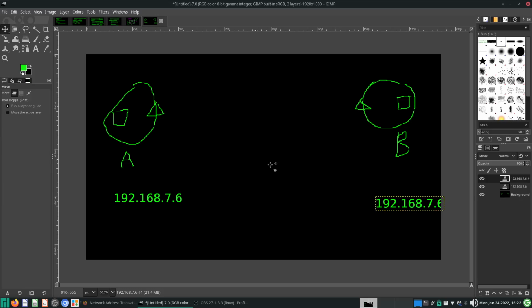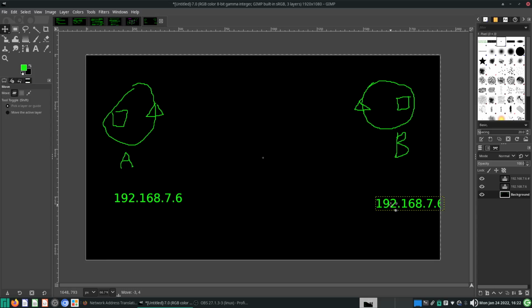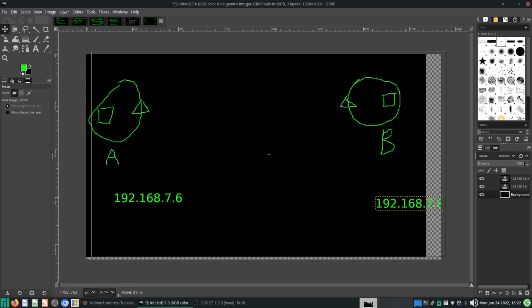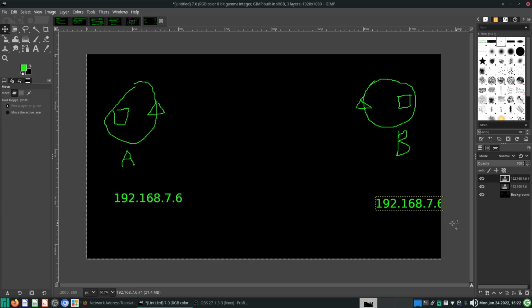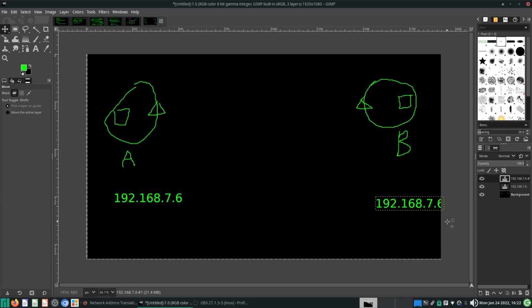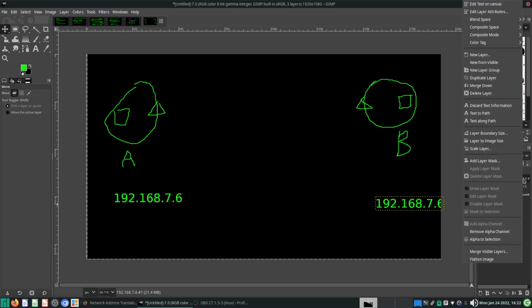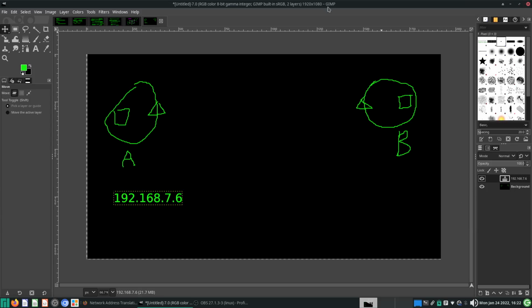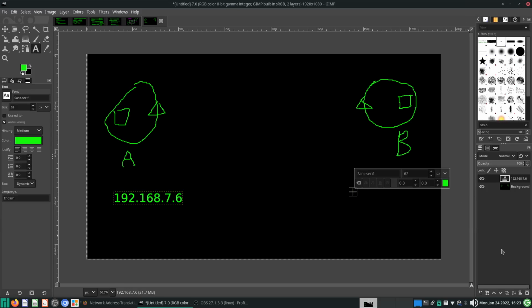Okay, let me try moving it around. Oh, I moved the wrong thing around. Okay, never mind. That didn't work as well as I wanted, but let me delete this. Okay, let's try again.